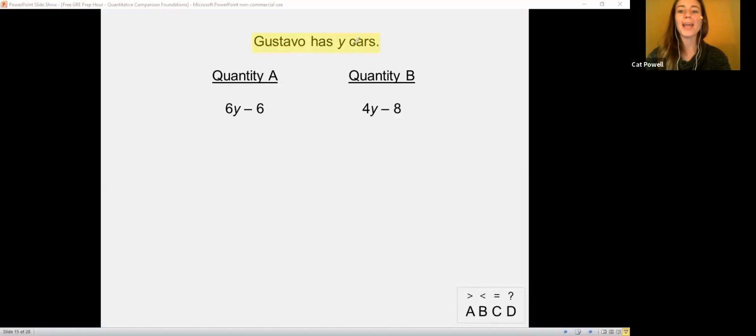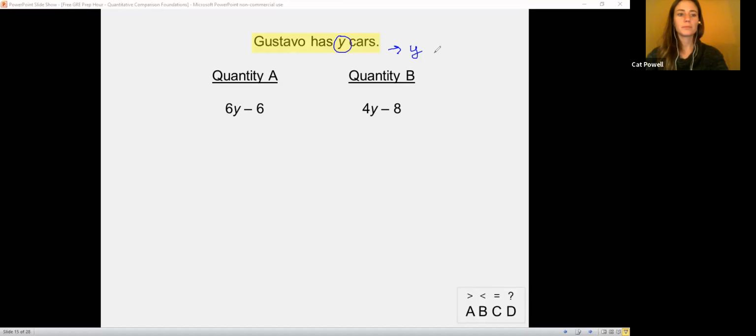Gustavo has Y cars, so I know Y represents cars. So what does that tell me Y has to be? Yeah, or 0. It could have 0 cars. Has to be greater. And what else? It tells me something else about what Y is and isn't. Yeah, Kundai, an integer. Yep.